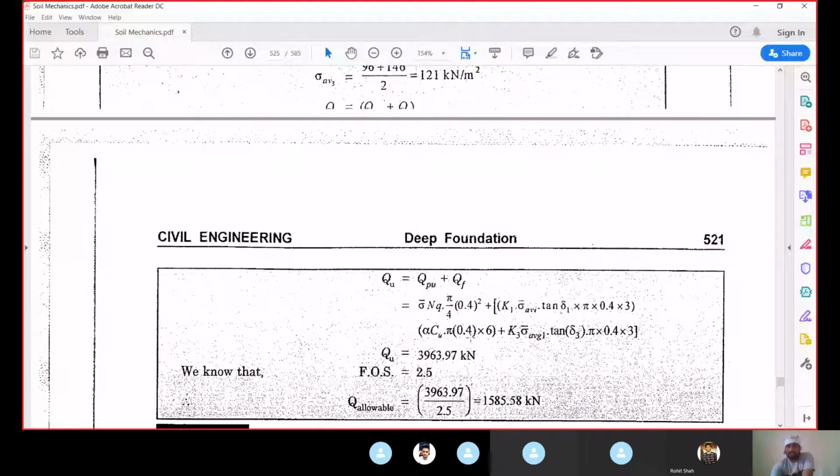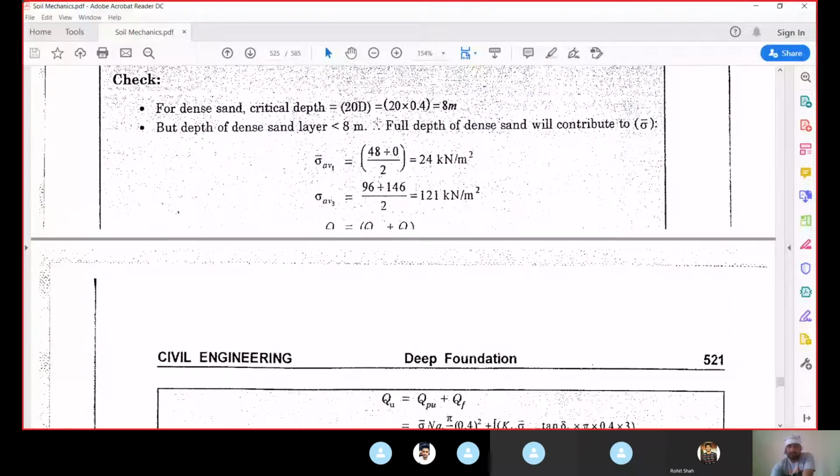I hope this numerical is clear to everyone. If any student has any doubt in this particular problem, they can ask me now only.